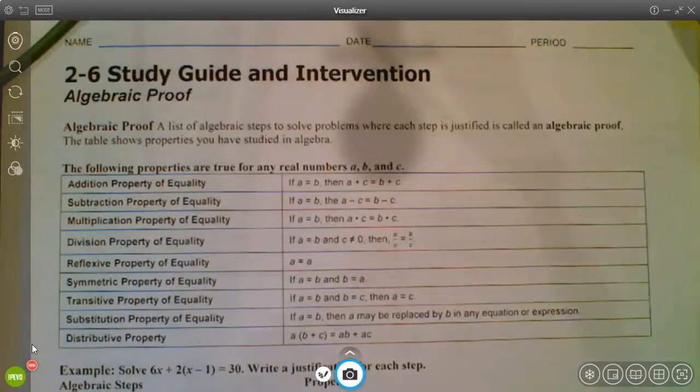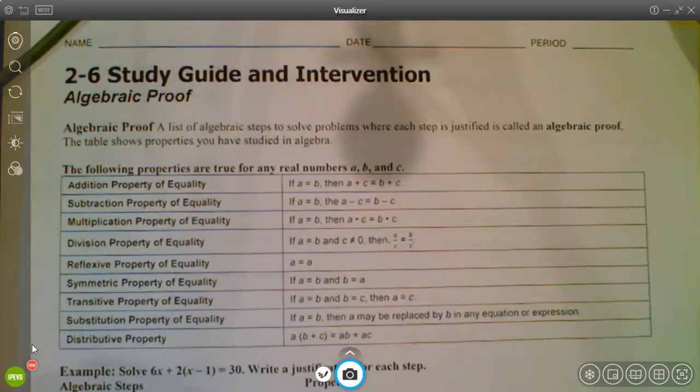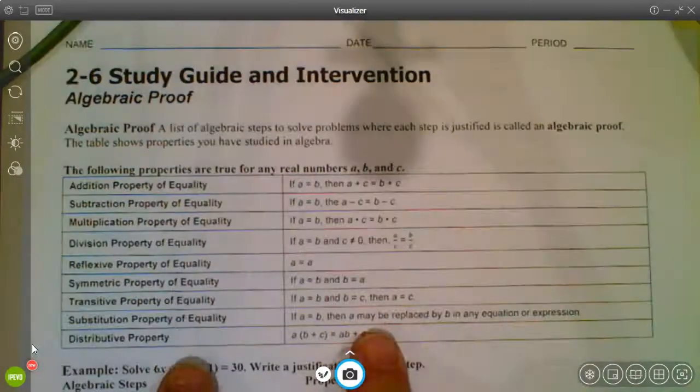All right, guys, for 2.6, we are continuing on this exciting journey of getting you guys used to proofs. So our first real introduction to proofs took place in 2.5 when you guys were asked to do a paragraph proof. That was supposed to be a way of trying to get you used to just the process of a proof, but sort of doing it in your own words rather than doing a formal two-column proof like we're going to see here.